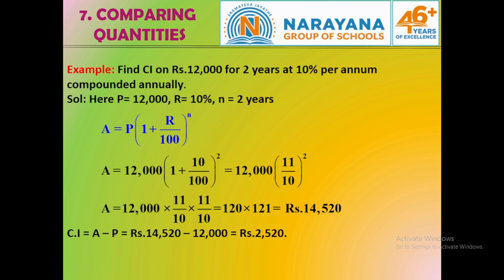So here the formula A is equal to P of 1 plus R by 100 whole to the power of N. Substitute the values P is 12,000, R is 10, N is 2. By simplification, we'll get the total amount is 14,520 rupees. So if you want only the compound interest, then CI is equal to A minus P, amount minus principal, that is 14,520 minus 12,000, that is equal to 2,520 rupees. This is only the compound interest.